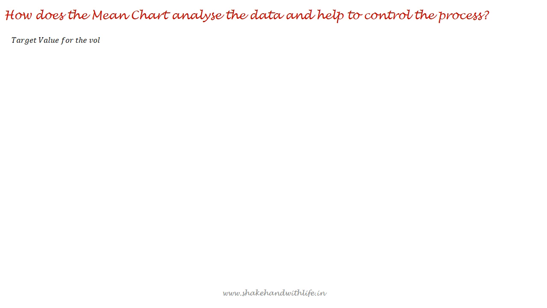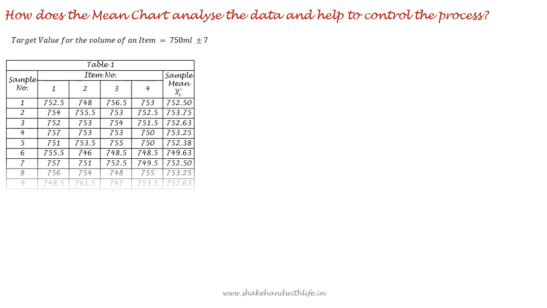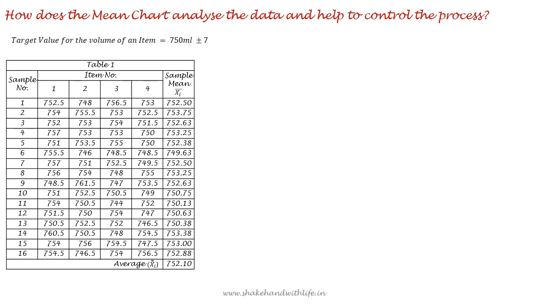How does the mean chart analyze the data and help to control the process? The target value for the volume of an item to be manufactured given by the client is 750 ml along with a tolerance of plus minus 7. Data collected for measurement of volume of the items in 16 samples are shown in table 1. Each sample has 4 items. Calculate the mean value of each sample and then calculate the average of the sample mean values. Now calculate the population standard deviation of the sample mean values by taking the square root of the squared deviation of sample mean values from their average value, and it comes to 1.28.